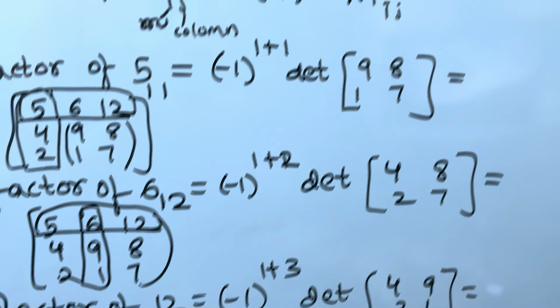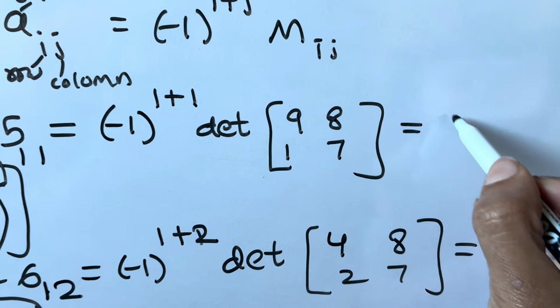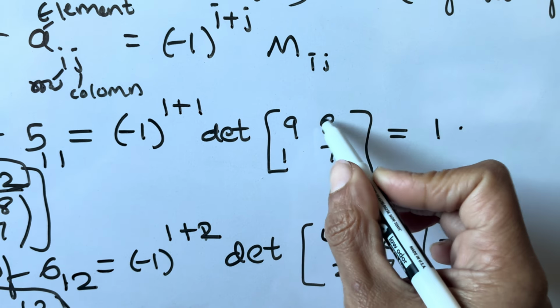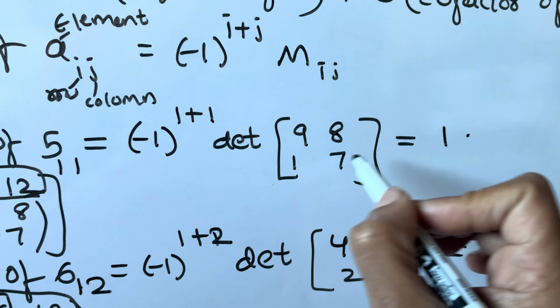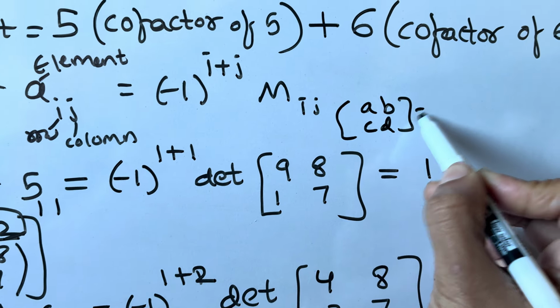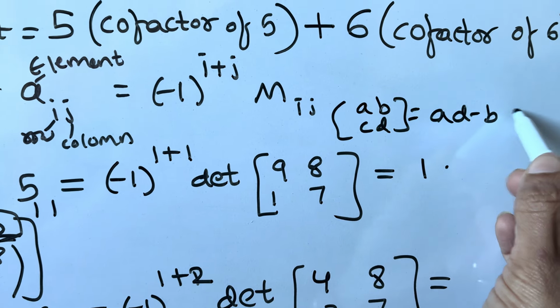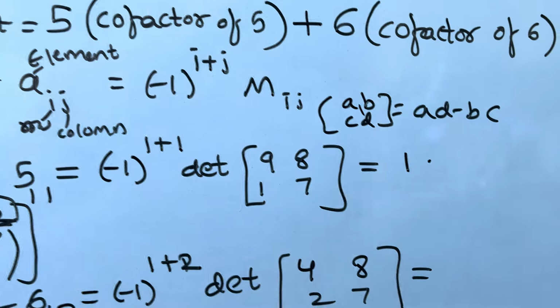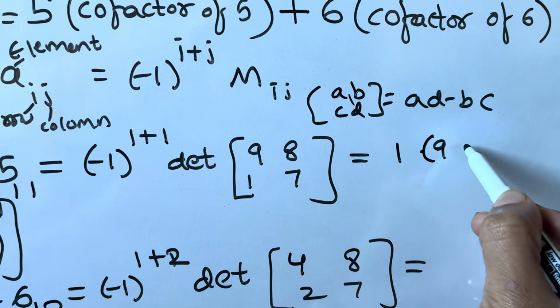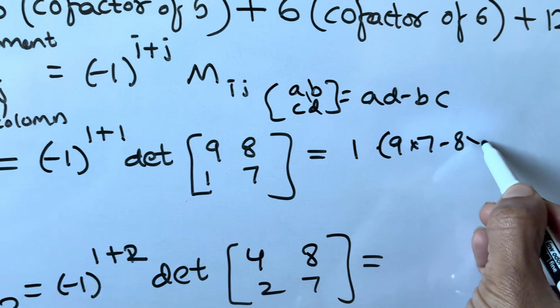Okay, so let's solve it. Minus 1 to the power 1 plus 1 is 1, and the determinant of this is A B C D. The standard matrix determinant formula is AD minus BC. Multiply the diagonal elements and subtract the product of the others. So 9 times 7 minus 8 times 1.